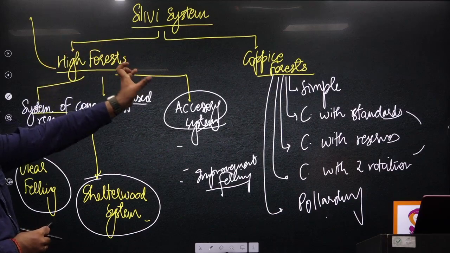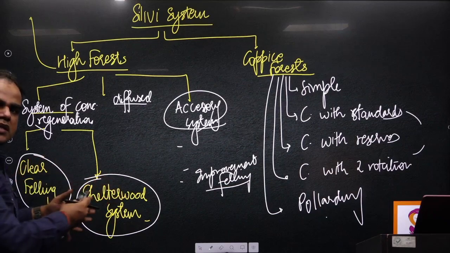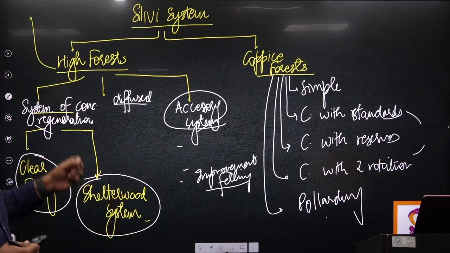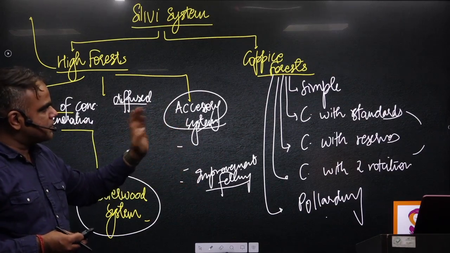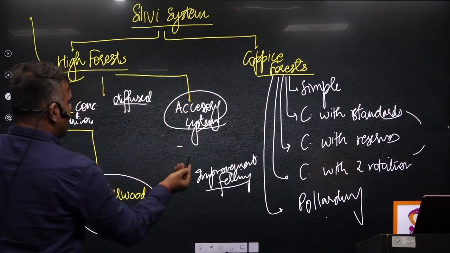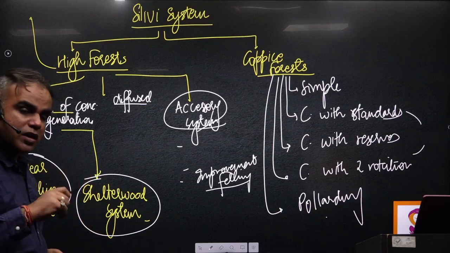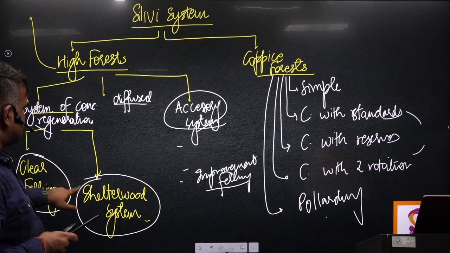High forest, Coppice forest, system of concentrated regeneration, clear felling system, shelter wood system, which is again then divided into its own systems, diffuse systems, accessory systems. Okay, then of course the Coppice systems and their parts. Again, of course, we know we've had a question on improvement felling, which is by the way not a silvicultural system. We will see a question on CFS and shelter wood.